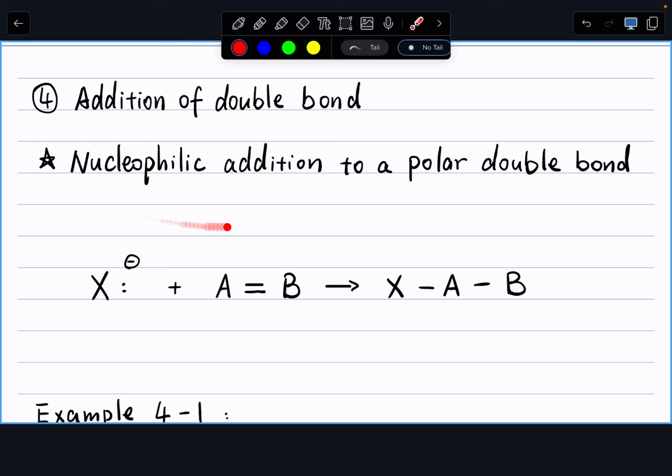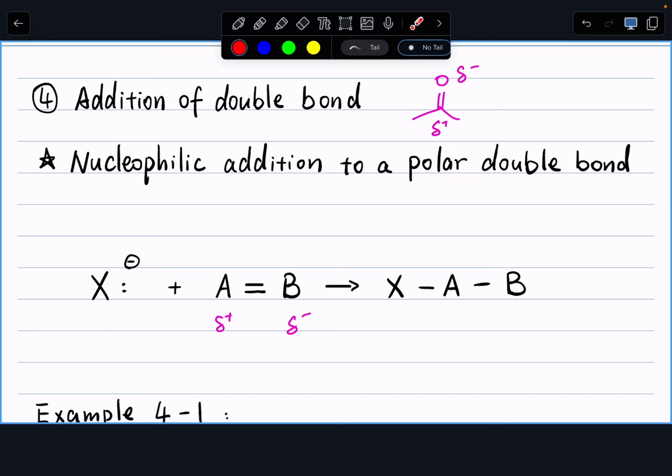So likewise, we can have the nucleophilic addition to a polar double bond. So what is a polar double bond? Well, you can easily think about a carbonyl group, right? Your carbon is electron positive, your oxygen is electron negative. We went over that several times. So in this case, let's say my A is electron positive, my B is electron negative. When this kind of addition takes place, it's the same kind of addition.